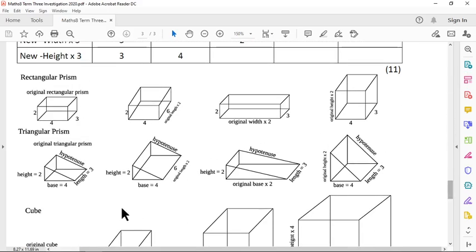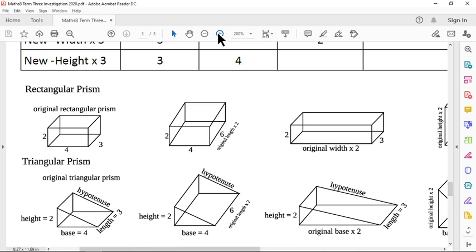Look, there are pictures. Here was my rectangular prism. Here are my triangular prisms. Now remember, the original rectangular prism was 2 by 4 by 3. So it was 2 tall, 4 along the bottom here, and 3 going backwards. We're going to make a triangular prism that looks just like this.